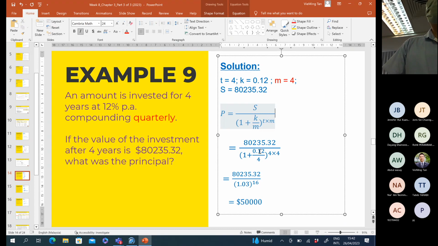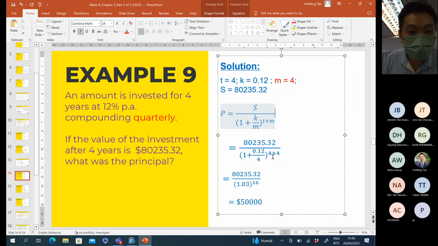We simplify the number inside the bracket first. You'll get 1.03 inside the bracket. Power number simplified, you'll get 16. Then use a calculator to get the answer directly. So it's $50,000, the principal. Quite direct now. The problem is only how to interpret the meaning of each word or sentence. That is the issue.